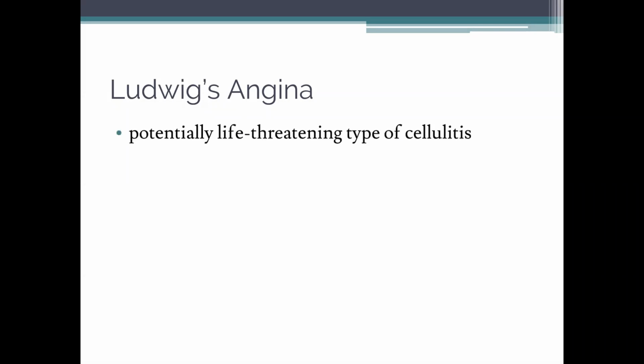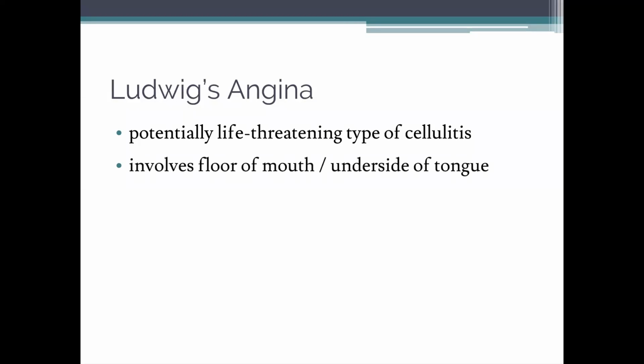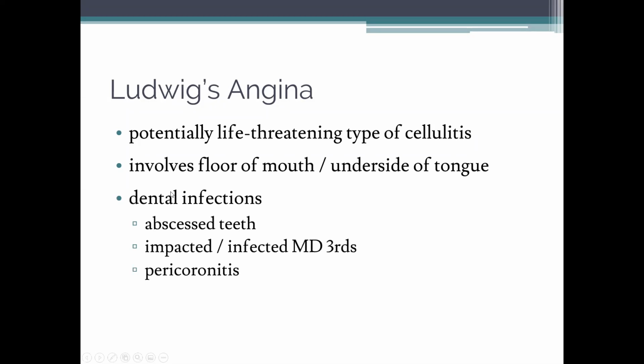The last two things we'll talk about, Ludwig's. Ludwig's angina is cellulitis from a lower that has spread to the submandibular area. It's life-threatening because if it spreads, it constricts breathing. That's Ludwig's angina. Floor of the mouth, underside of the tongue. So extreme cellulitis. We can get them from dental infections, and some of them are pretty nasty. These are the people that go in the hospital, and these are the people that end up in ICU. Abscessed teeth, third molars.